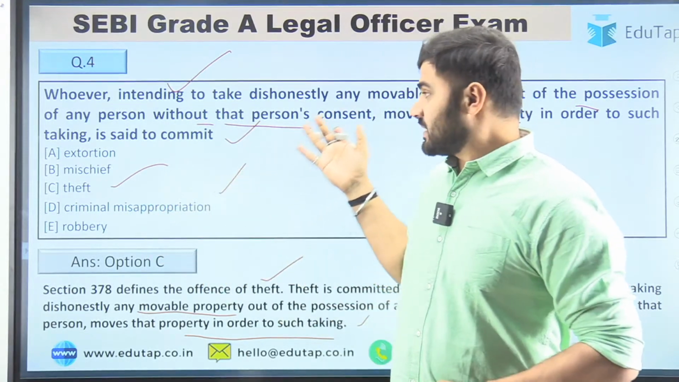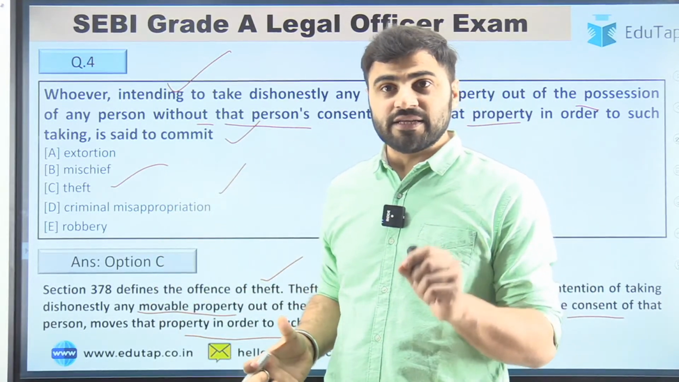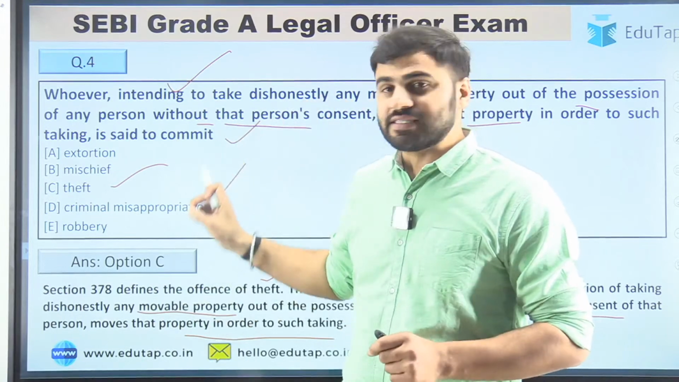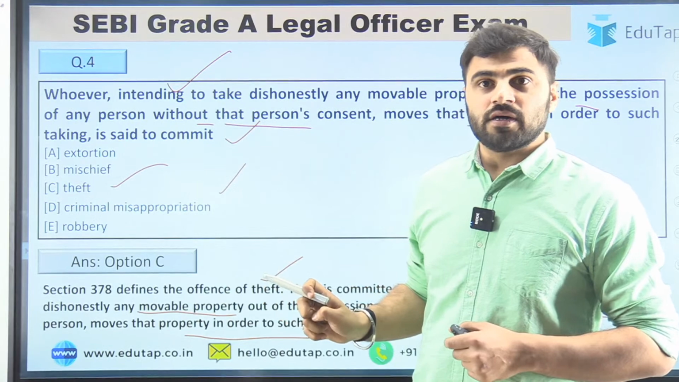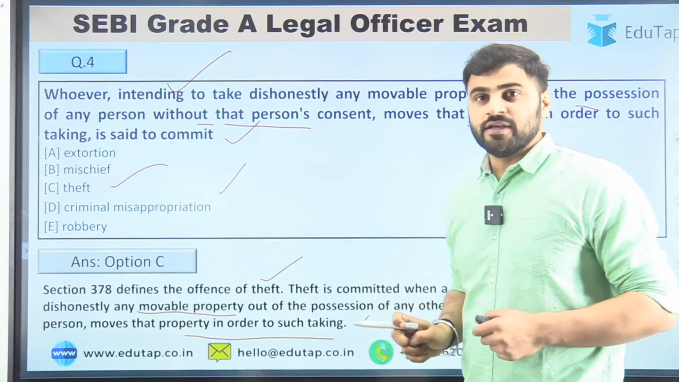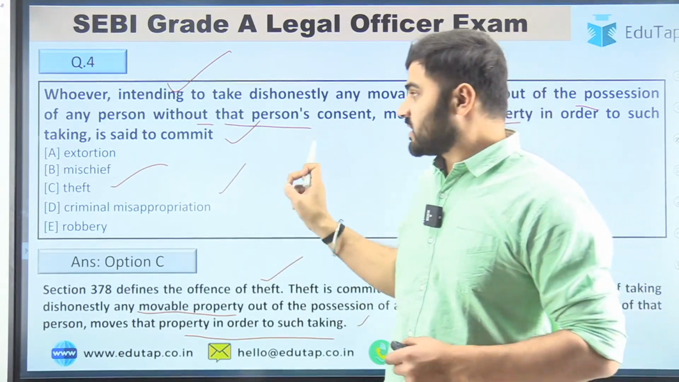So those who are saying C, that is the right answer. Adil is saying B. No, Adil, it's option number C, theft. Ujjwala is saying C, right? Kavita is saying C, great, right? So those who are saying C, C is the right answer for this question.